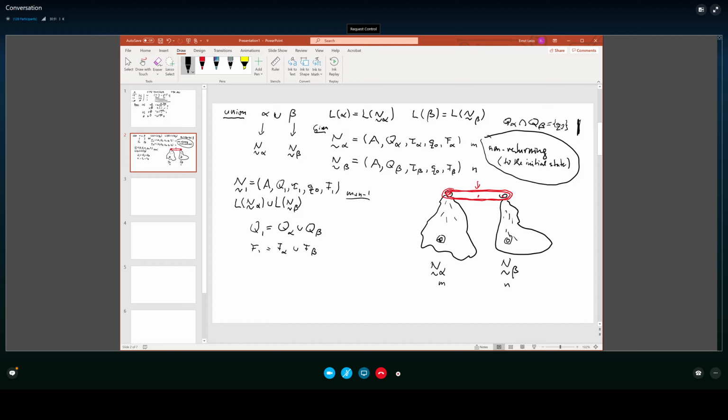And so that means we have defined two of the three things. So the only thing that's left is to define tau 1 of Q and a, where Q is a state of the new set of states, Q1, and little a is a letter from the alphabet. And so in looking at this drawing, where is anything interesting actually going to happen?